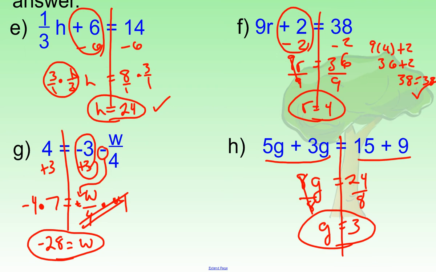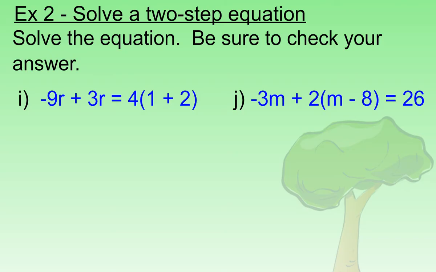Okay. So I'm going to start increasing the difficulty a little bit with some of these problems. So if you could please, go ahead, pause the video, try these two on your own. When you're ready to continue, hit play, and we'll go through them together.